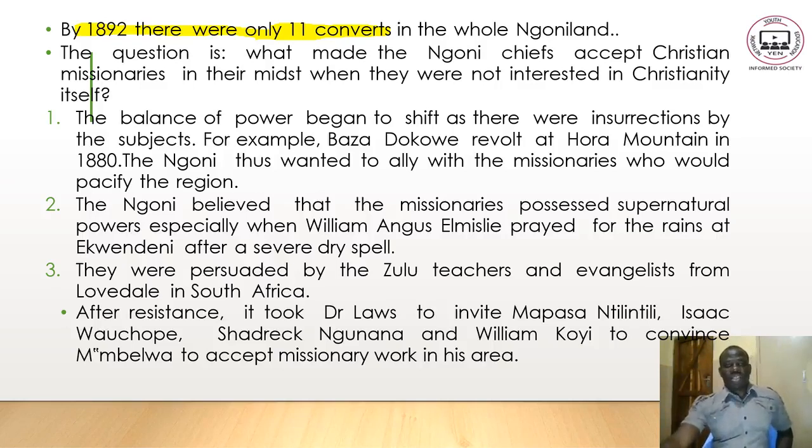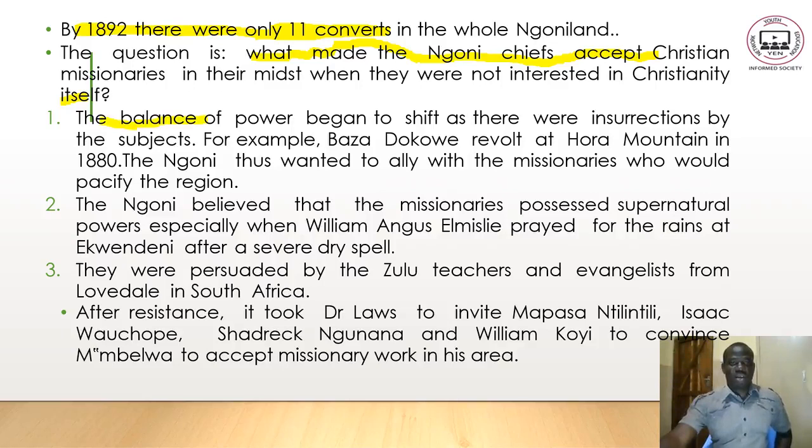Now the question is, what made the Ngoni chiefs accept Christian missionaries in their midst or in their land when they were not interested in it? We are saying that Mtwalo allowed to say, all right, you have to open another mission at Ikwendeni, another at Hora, things like those. So why did they allow to open the mission stations when themselves they are not ready to accept Christianity?